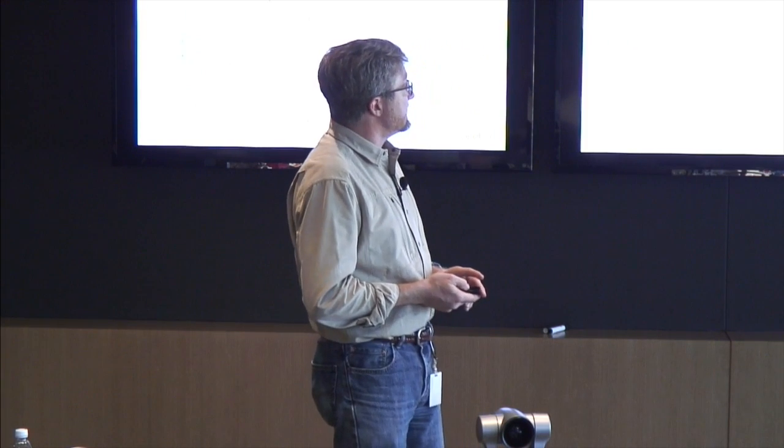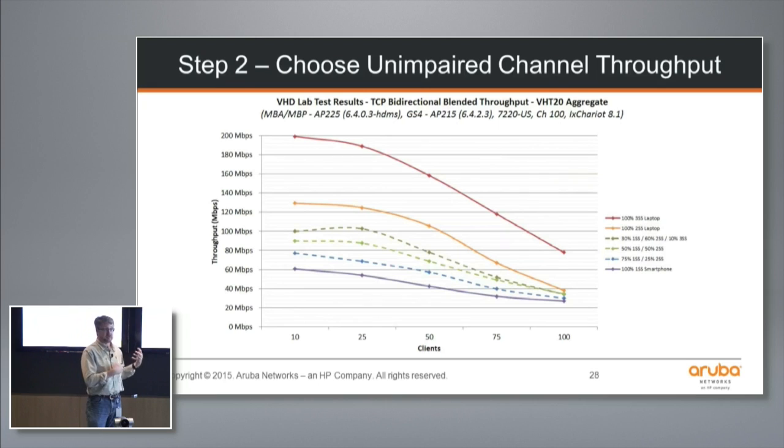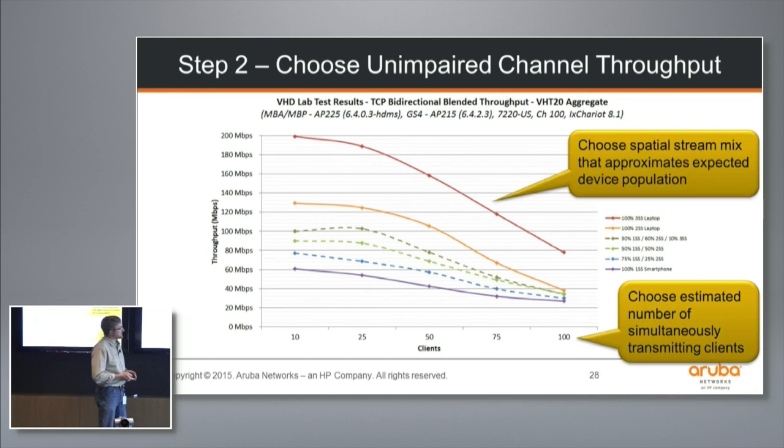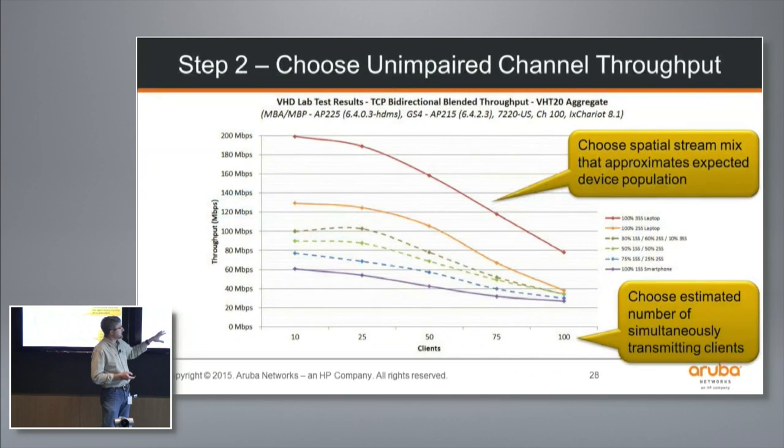The next step is I want to choose a throughput value. In the example a minute ago, I talked about 50 megabits per second. Well, where did I get that from? That was kind of a hypothetical example. We actually tested this, so just jump to the next slide real fast. This chart is based on a lab I have in Sunnyvale. These are real over-the-air numbers, and quite a few of you have seen this chart already.